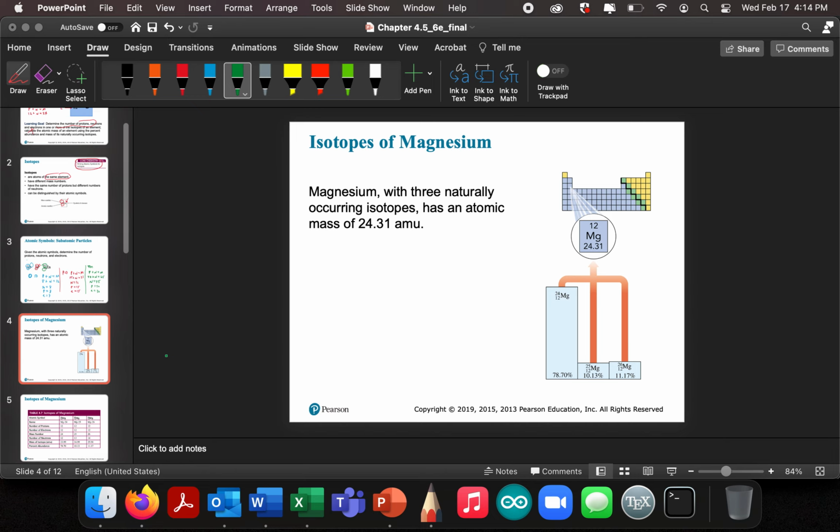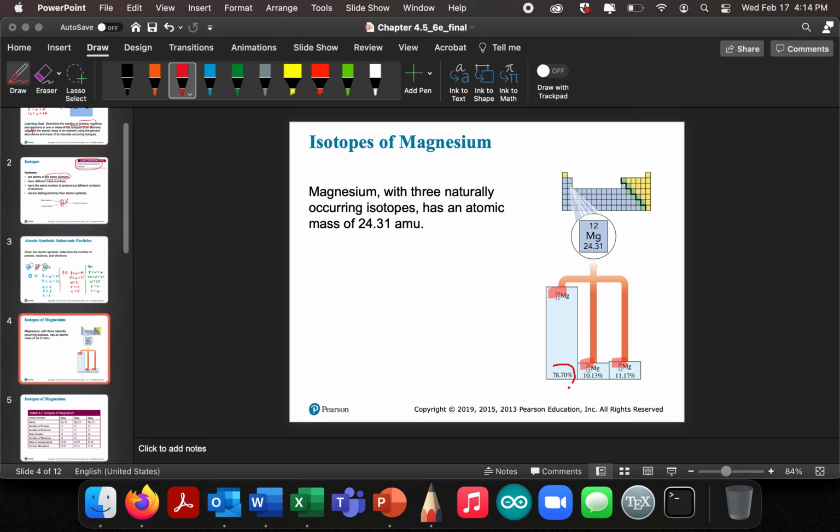Magnesium, as an example, has 3 naturally occurring isotopes. That is, if you go into nature and pull out an atom of magnesium, it has 12 protons, and it might have a mass number of 24, it might have a mass number of 25, and it might have a mass number of 26. Well, how do you know? We don't know until we measure it. That's really what it comes down to.